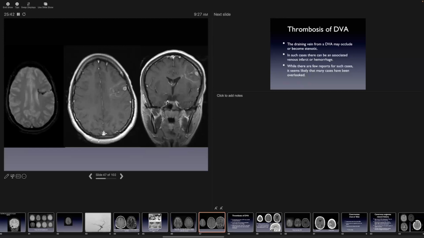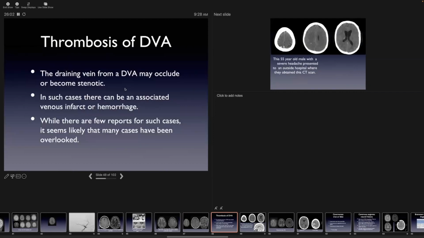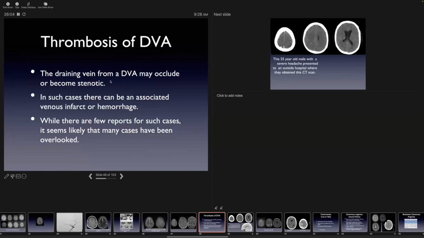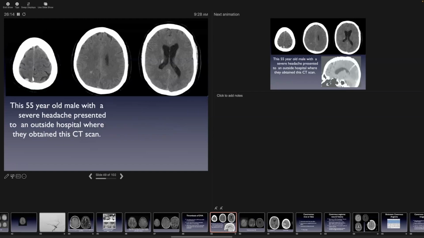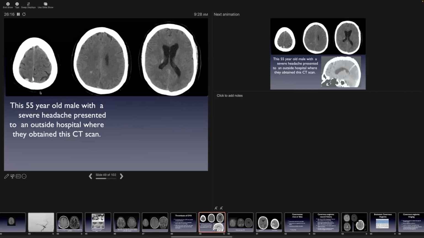Now, as improbable as that sounds, and that was my reaction when I saw my first case of it, I have seen a few cases since then, and I have considered it in cases in which we were baffled and couldn't find any better explanation. And I think this is a reasonable consideration, just like we think about cortical vein thrombosis. So the draining vein can occlude or become stenotic, and this can be associated with a venous infarct or hemorrhage. But while these are not commonly reported, there probably are a number of cases that were missed. And this is the first one I saw.